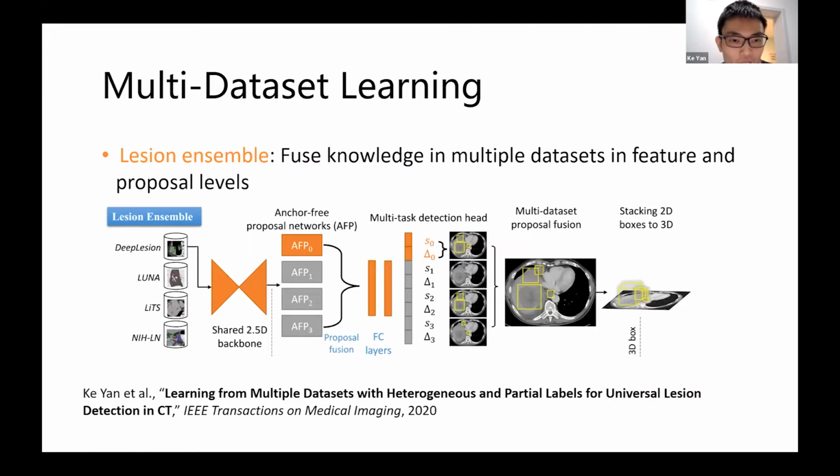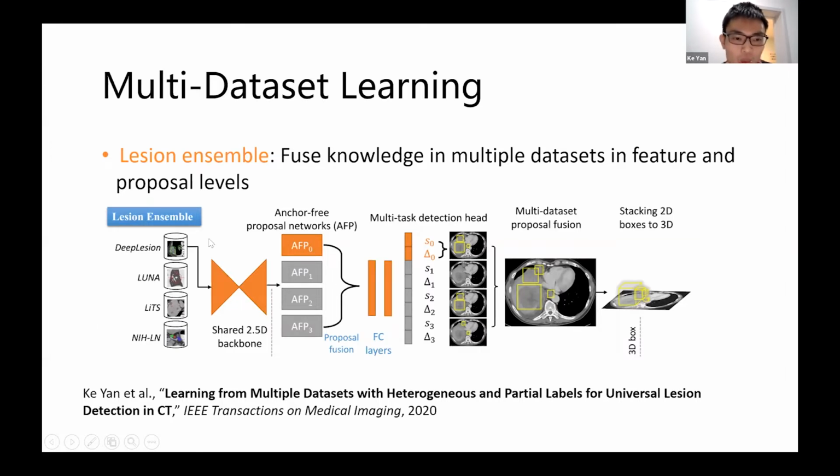The second algorithm is multi-dataset learning. We have this DeepLesion dataset we collected. This dataset has many different types of lesions, but it also has some missing annotations, so using it alone may not give us the best model. So we also get some other datasets. For example, Luna is a dataset for lung nodules, and this is a dataset for liver lesions, and also a lymph nodes dataset. So we train our model on a combination of these datasets, and we train a multi-head detector.